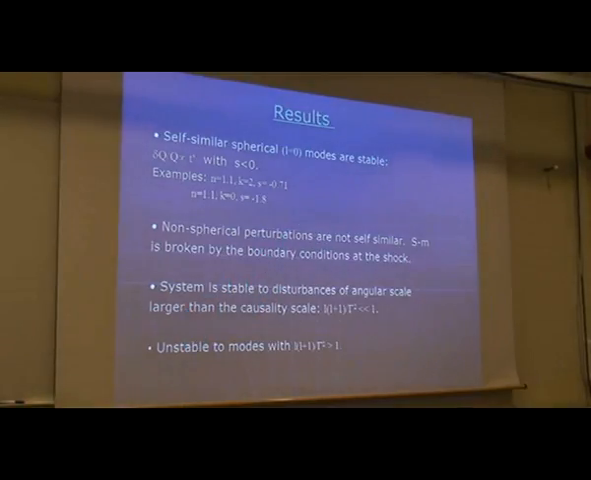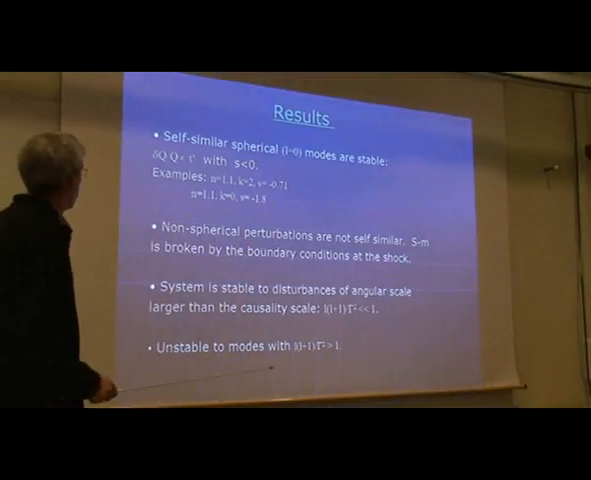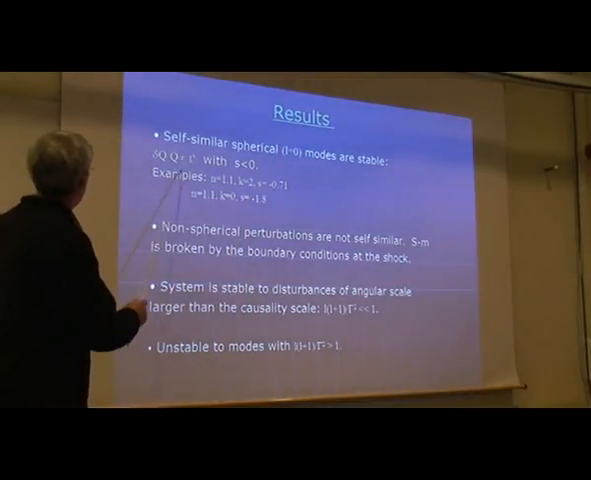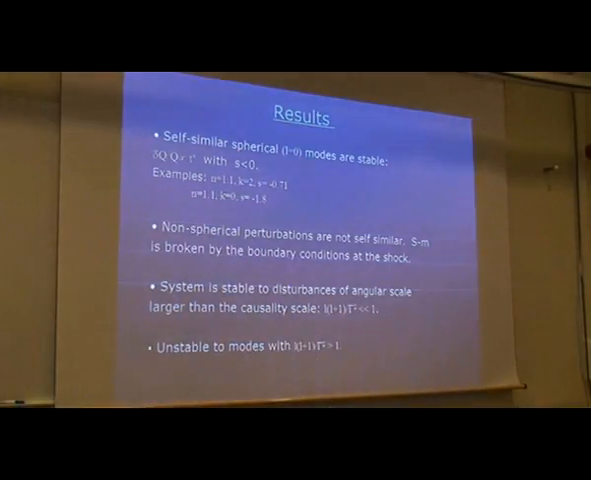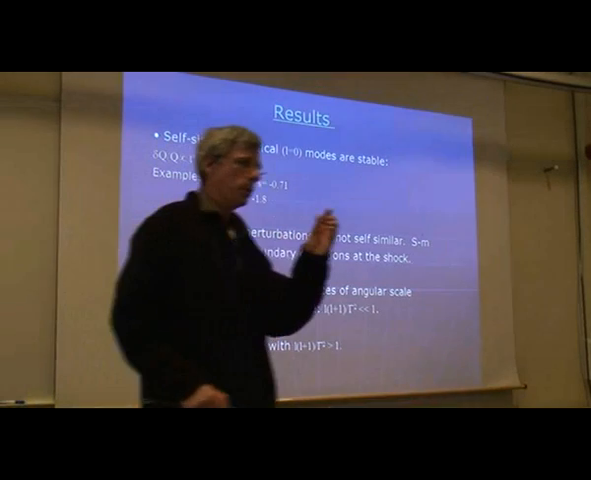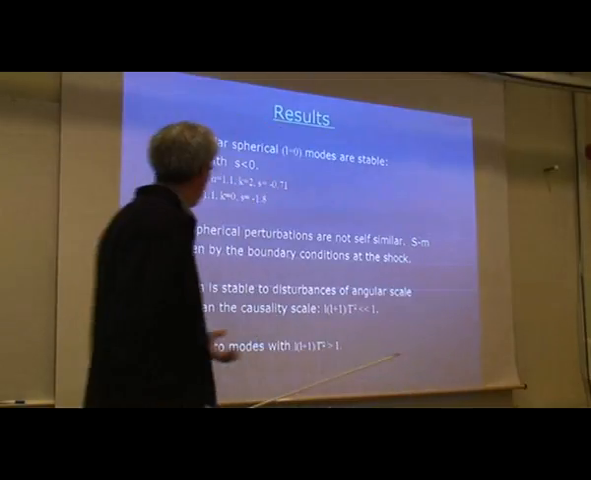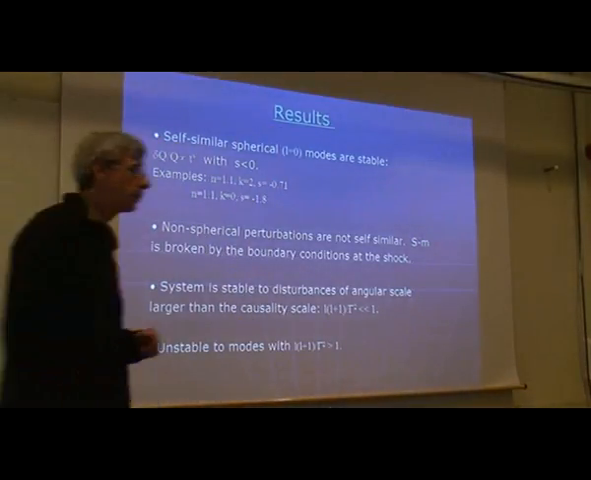So basically, as I said, the spherical perturbations with L equals 0 decay algebraically, and they have this form, t to the s, where s is something between -2 and -0.7, depending on the measure. Nothing really spectacular. Then I find that, roughly speaking, modes which have angular scales larger than the causality scale, namely this relation, are basically stable, as you might expect.